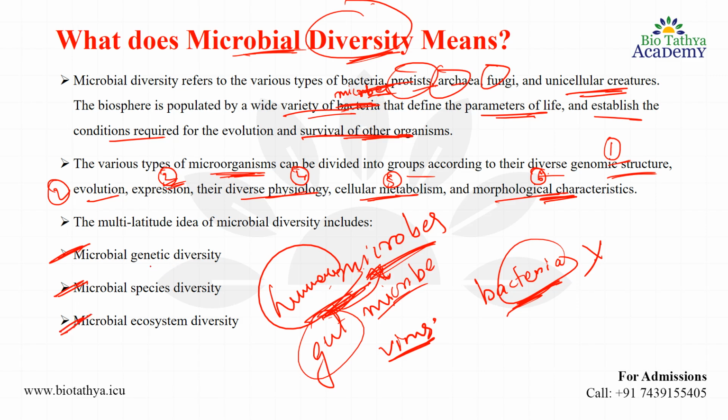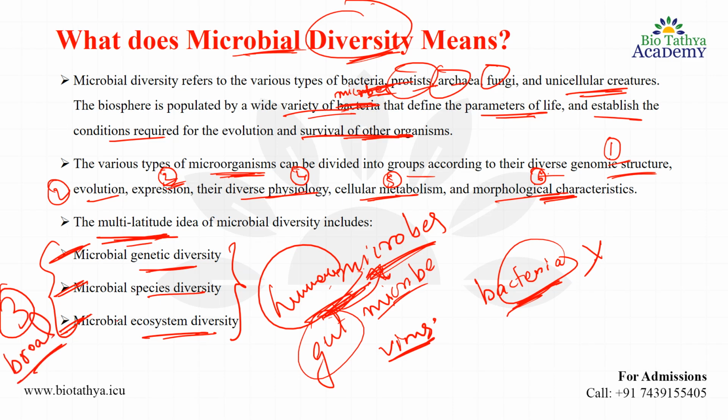In the upcoming slides, I will be teaching you about the different microbial diversity, which is divided on the basis of multi-latitude or area specific, that is genetic diversity, species diversity, and ecosystem diversity. So on these particular factors, you can classify microorganisms. These three are the broad categories into which you can divide microorganisms.